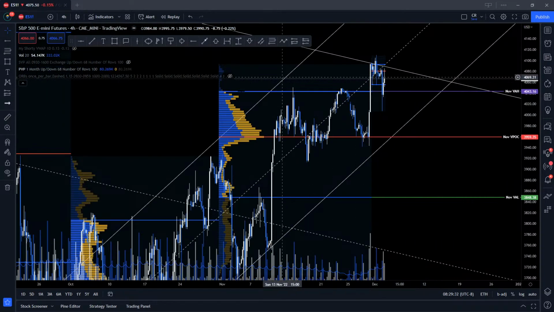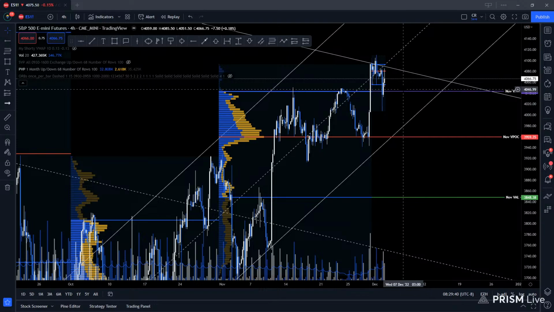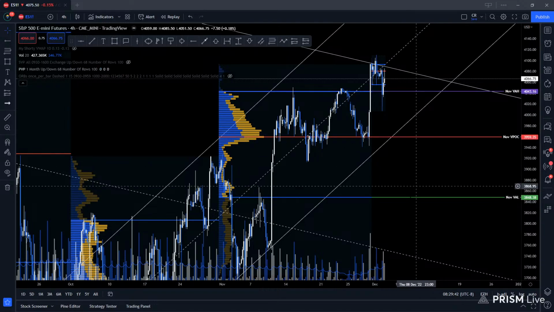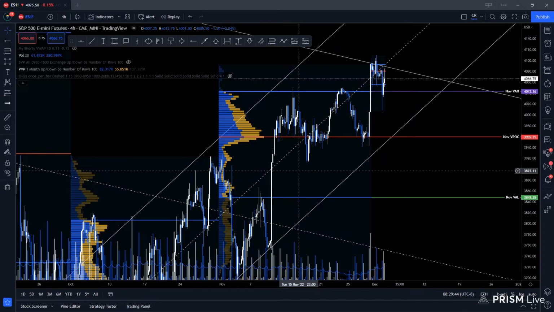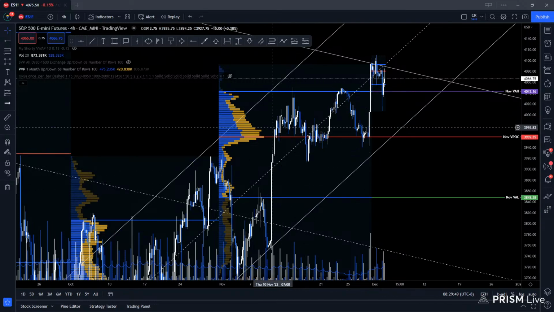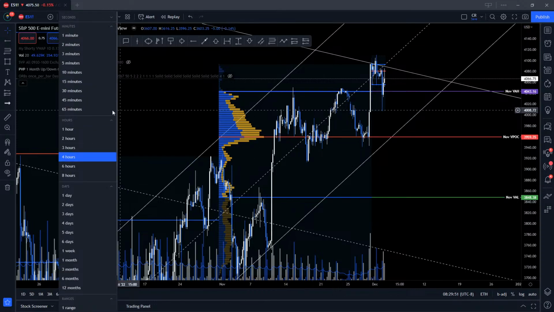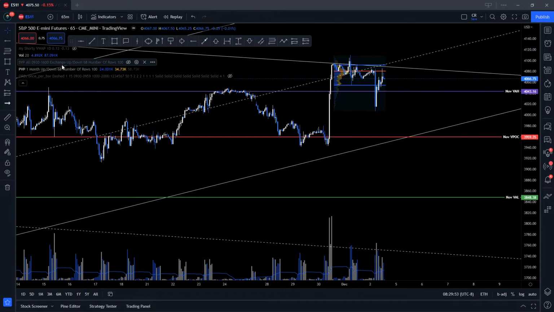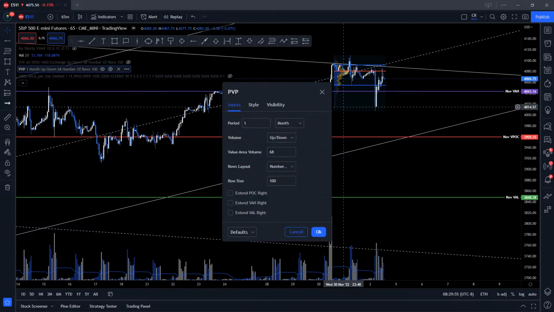But for drawing purposes, the 1 month you draw on the 4-hour time frame. When you switch time frames for trading, those levels are still going to be the levels that are respected, even though the volume profile moves on lower time frames. So, like I said, from here I go to 65-minute, and I switch my PVP to 7 days.